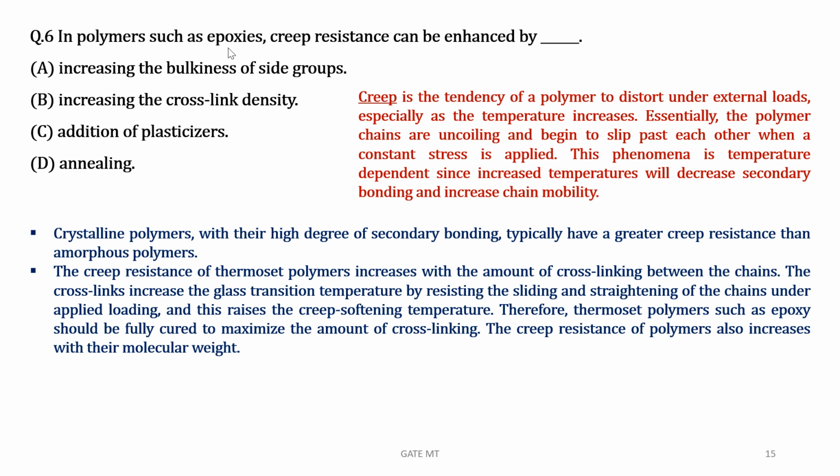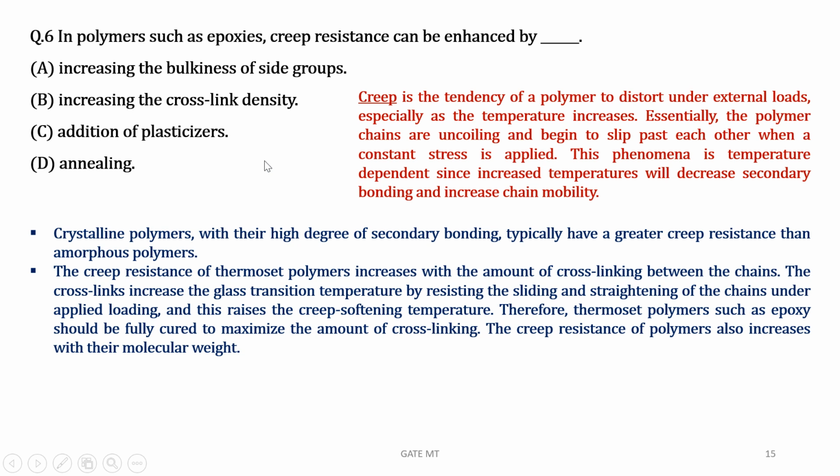The cross-link also, what happens is that as the cross-link increases, the glass transition temperature increases, and as the glass transition temperature increases, what happens? The sliding or the straightening of chains under the applied load reduces, and we can say that the creep resistance of the material increases. Therefore, thermoset polymers such as epoxy should be fully cured.